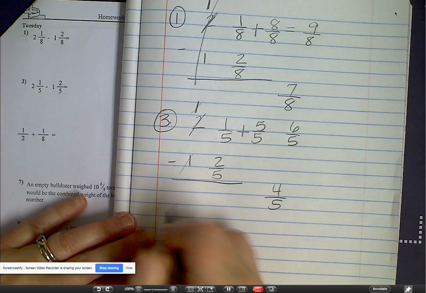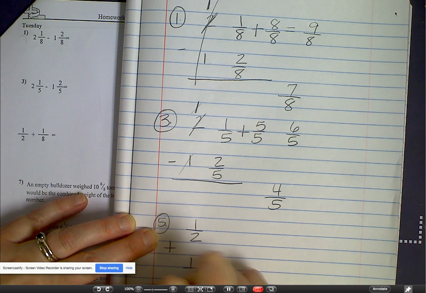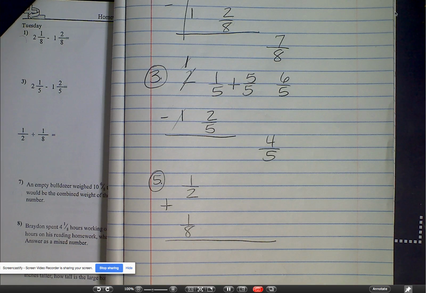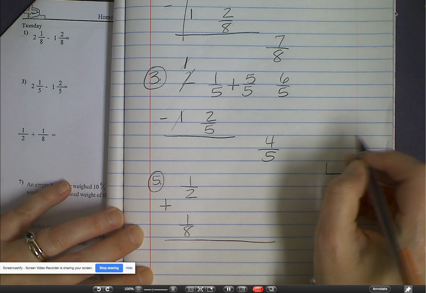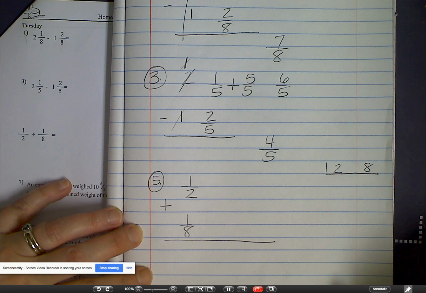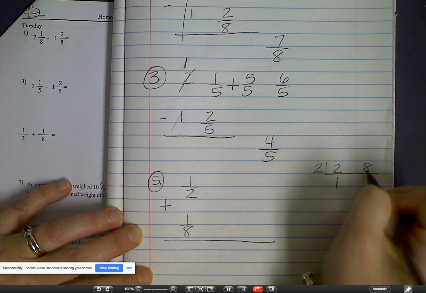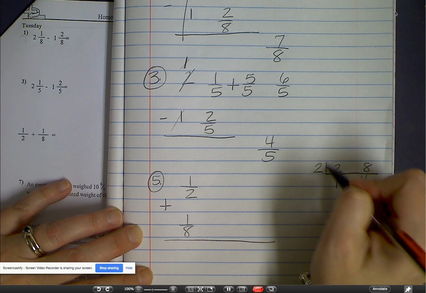All right, number 5 says 1/2 plus 1/8. The first thing I need to do is find a common denominator. In order to do that, I'm going to put it in the ladder. I put my 2 and my 8 in the ladder. Then I'm going to pull out a prime number, which is a 2. 2 goes into 2 once. 2 goes into 8 4 times. And then I can't go any lower than that.